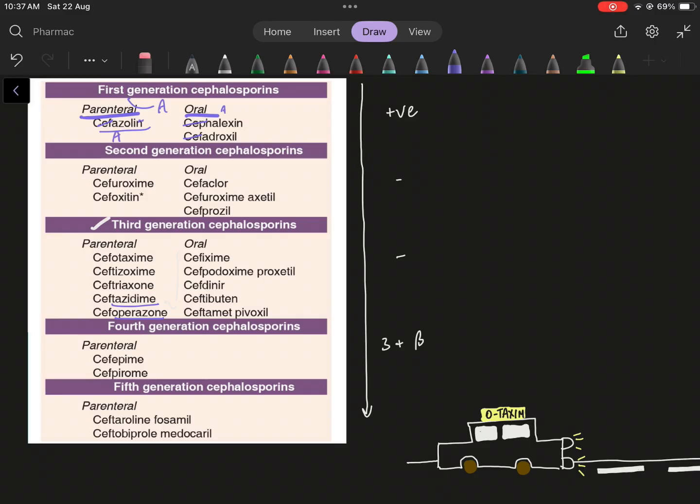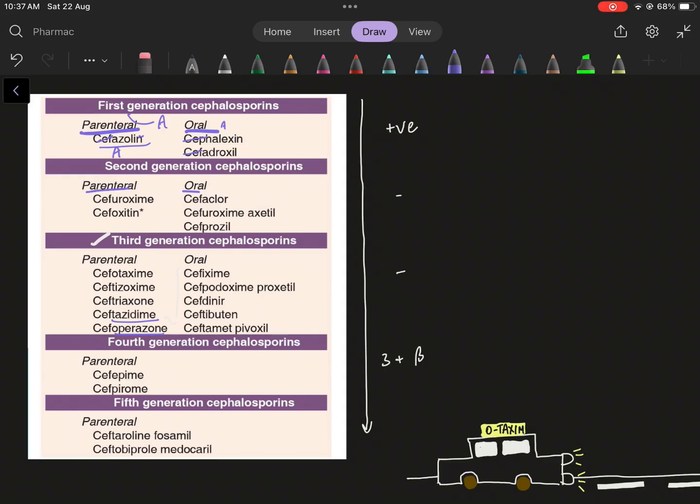This much is enough. Coming to the second generation, again, parenteral first and then oral. Parenteral drug is cefuroxime. We don't need this. Under the oral drugs, you have cefaclor, cefuroxime acetyl, and cefprozil. But without saying the ceph, it is uroxime, aclor, uroxime acetyl, and prozil.